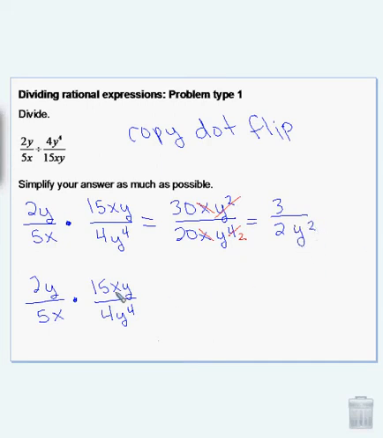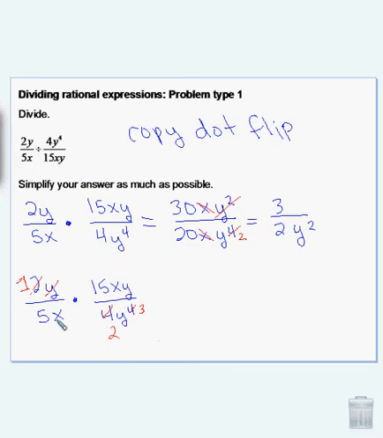Now the other method we can use is cross cancellation. I can look at the terms that are across from each other. 2 and 4 will both divide by 2. So if I divide 2 by 2, I'm left with 1. And if I divide 4 by 2, I'm left with 2. I also have some y's. I have 1 y here and 4 y's here. This y will cancel with one of these y's, leaving me an exponent of 3.